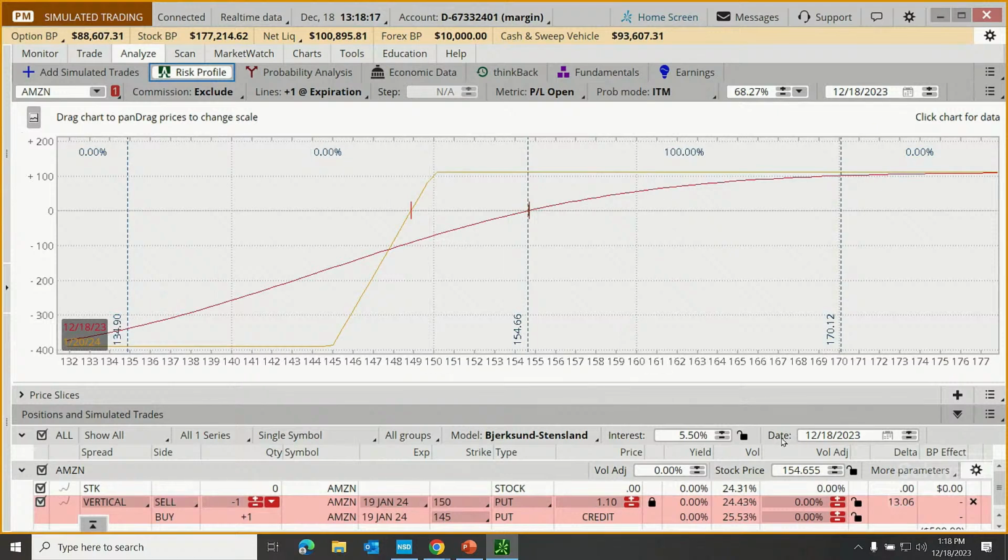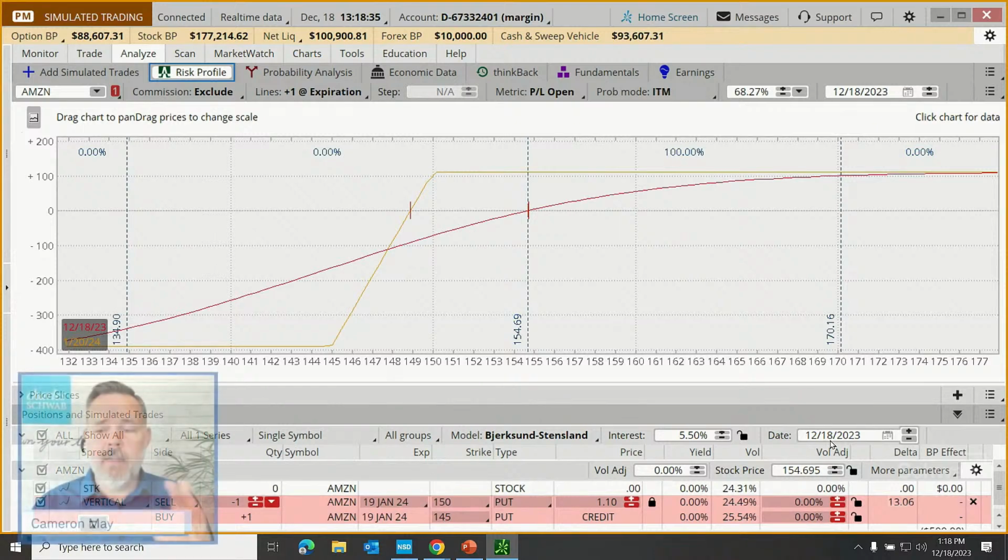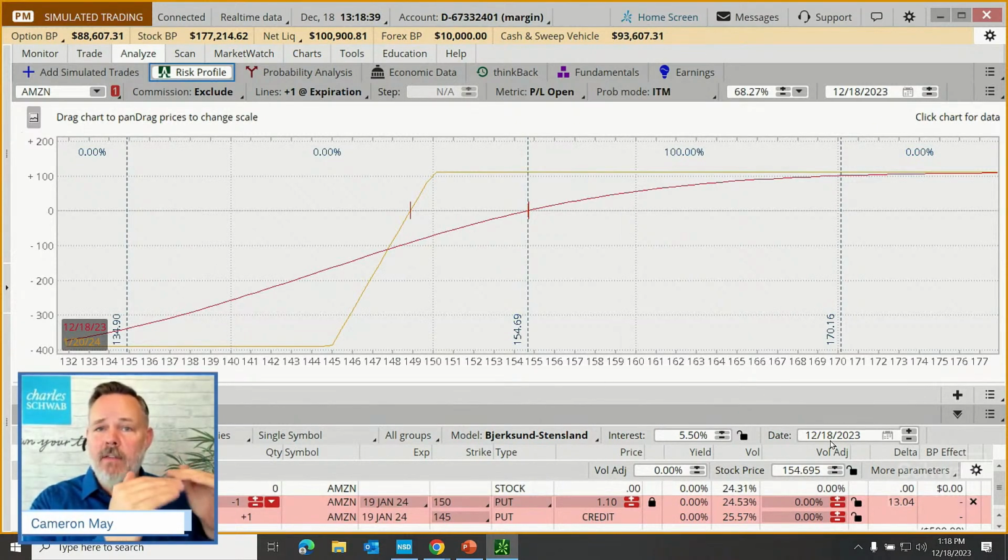Well, now we can come back down here to our date field and let's start moving this up one day at a time. Let's actually just assume that time goes by. Now, this vertical spread that we just sold is out of the money. And for those options traders who are familiar with out of the money vertical spreads, credit spreads, know that as time goes by, if price doesn't move and if volatility levels don't change, time is actually working in the favor of this trade.